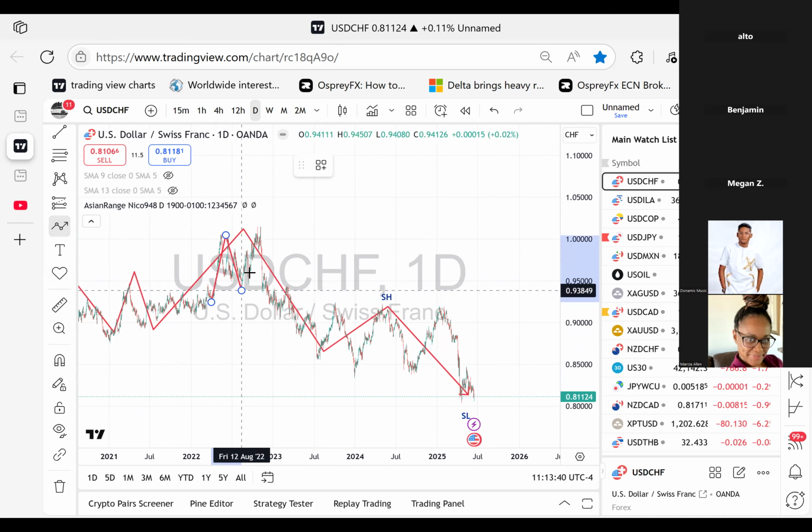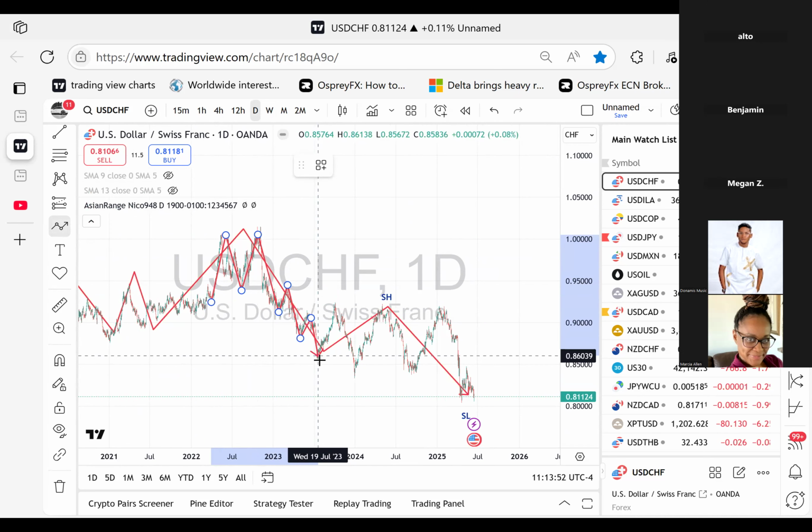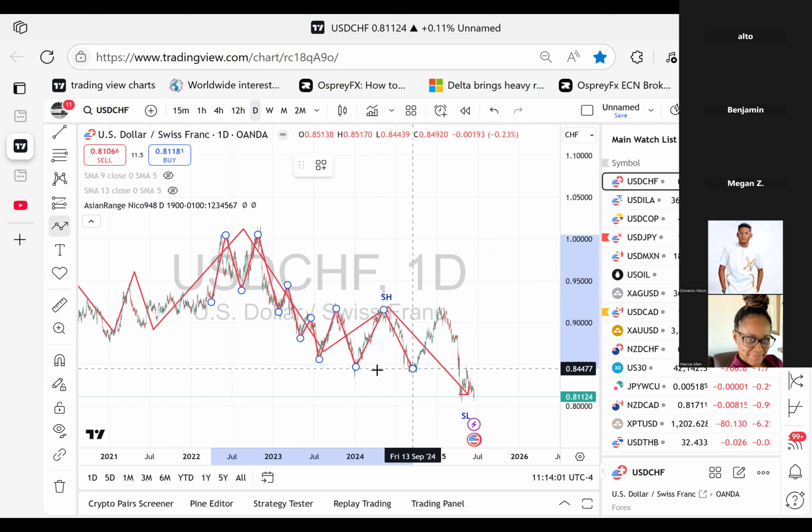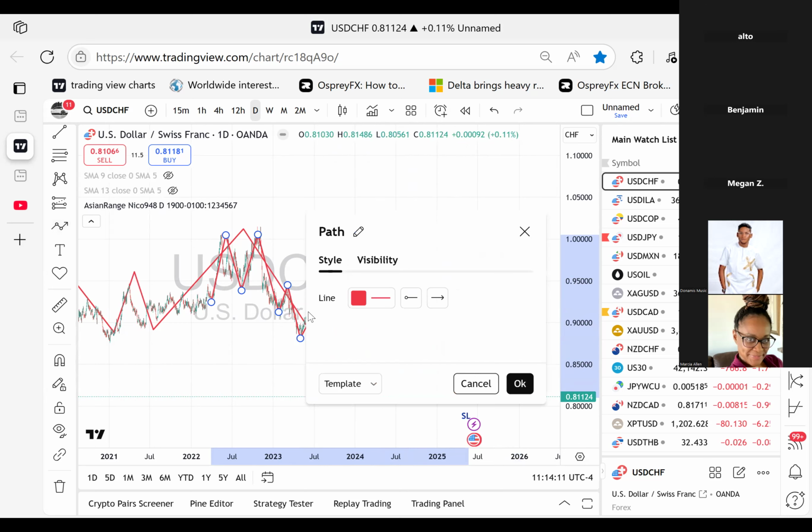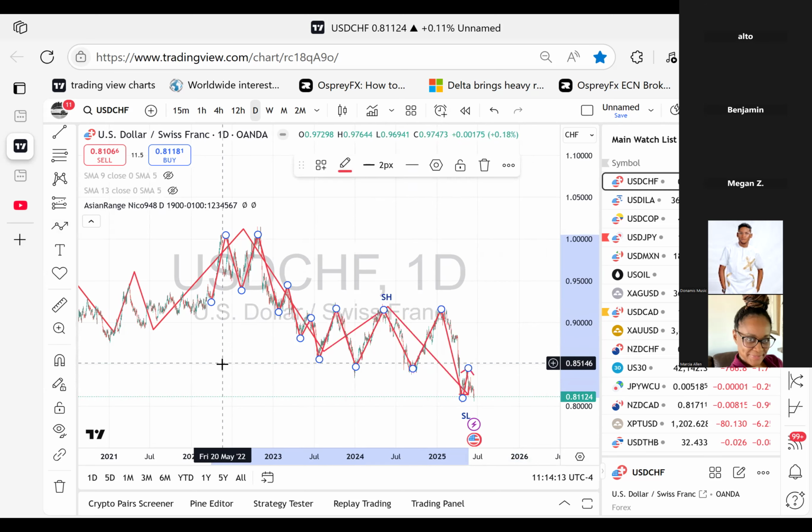It came down. I guess this is about equal highs. Then we broke this low. And we pulled back. Lower low, lower high, lower low, higher high, lower low, equal high, equal low, equal high, lower low, lower high. You see that?